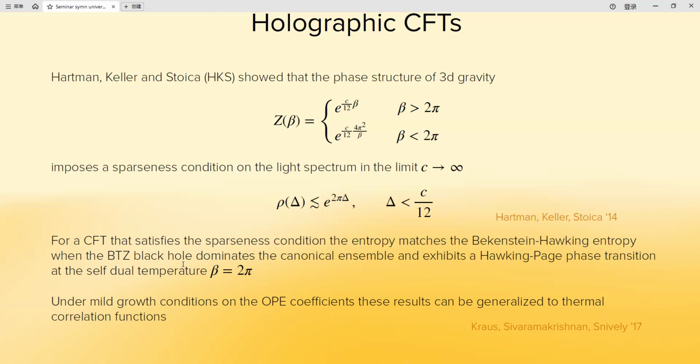And in particular, that means that for a CFT that satisfies the sparseness condition, the entropy matches the Bekenstein-Hawking entropy whenever the BTZ black hole dominates the canonical ensemble in the bulk gravitational theory, and it has a Hawking-Page transition at the self-dual temperature. And under mild growth conditions of the OPE coefficients, these results can also be generalized to thermal correlation functions.